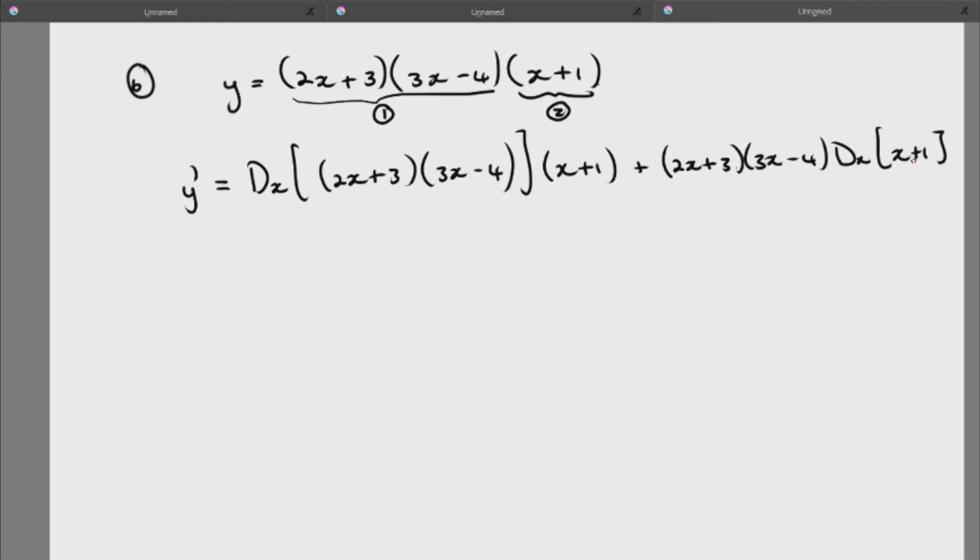I just have to know what to do. You could have seen the last two as one and then the first bracket as a single one. It's going to end up being the same thing. So you just make a choice.